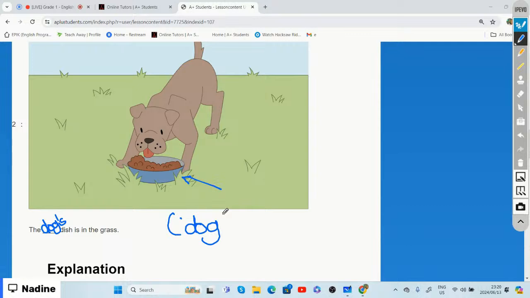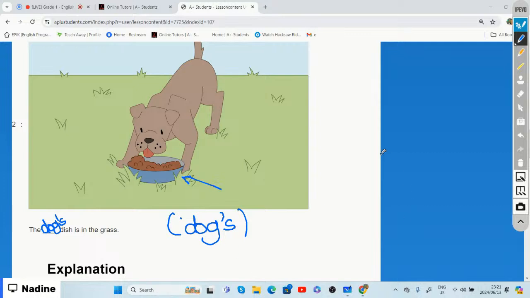And well done. We need to put the apostrophe and the S. So well done. So we can say the dog's dish is in the grass because it shows that it belongs to the dog or it is the dog's, right? So it is the dog's dish or the dog's food or the dog's bowl that is in the grass. Don't forget to put your apostrophe and your S.